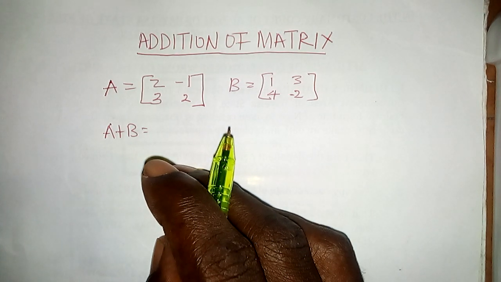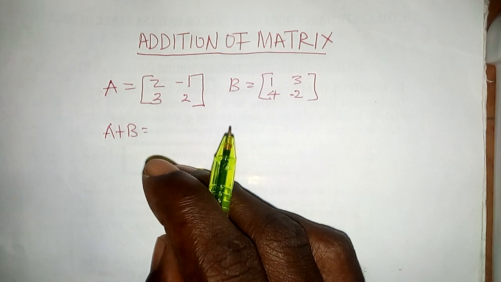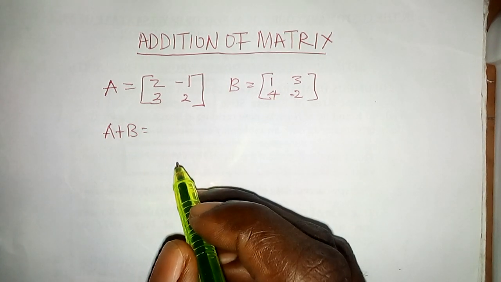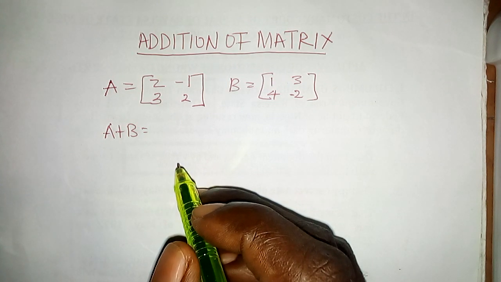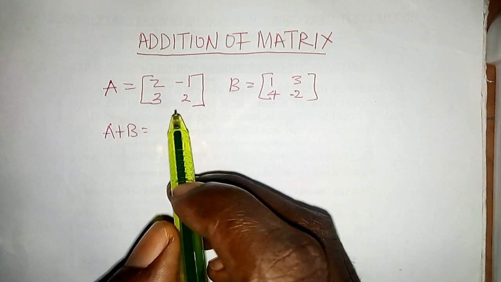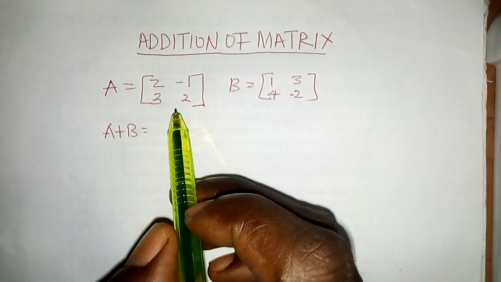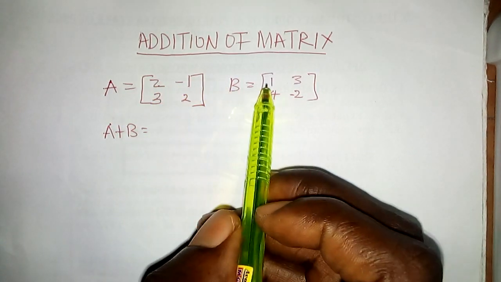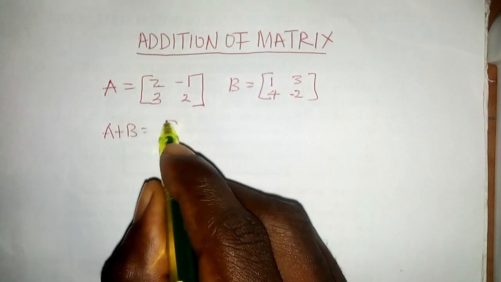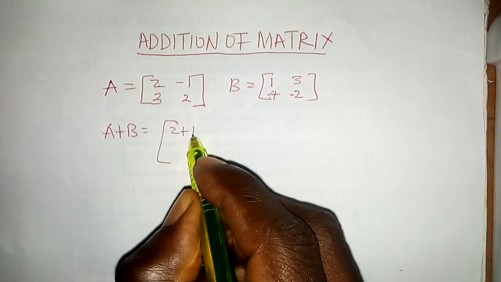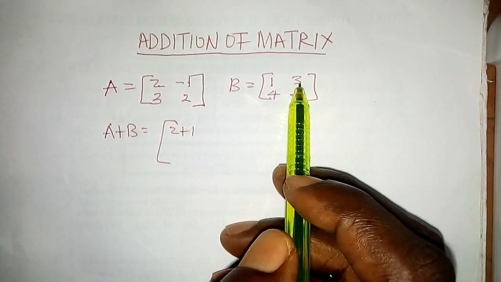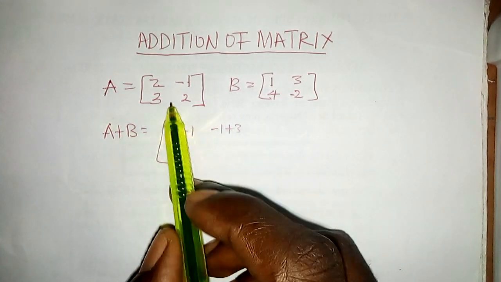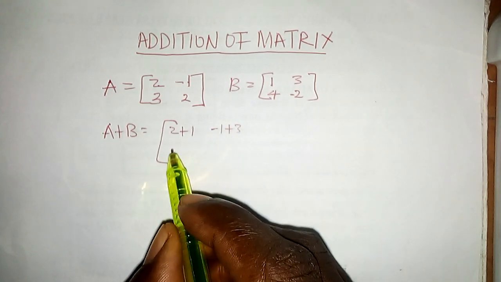You can see that they are of the same order, so we can simply add them. If they are not of the same order, addition cannot take place. So now what we need to do, like I said, we are going to add the corresponding elements. 2 plus 1. So we write 2 plus 1, minus 1 plus 3, 3 plus 4.